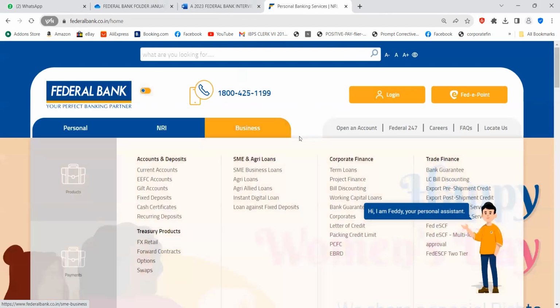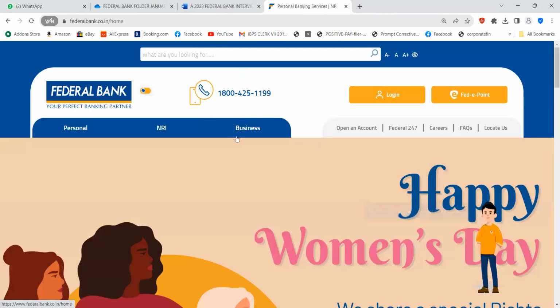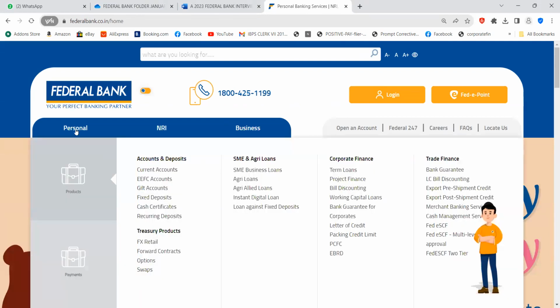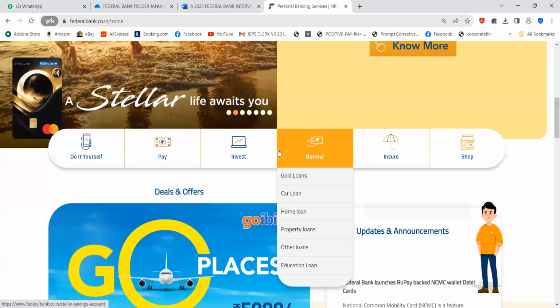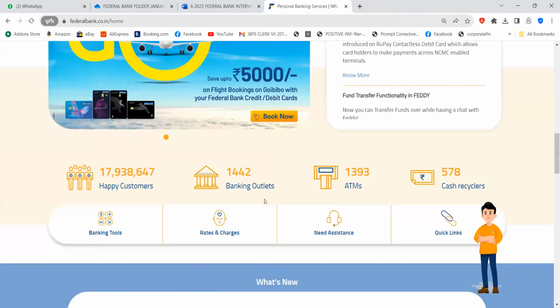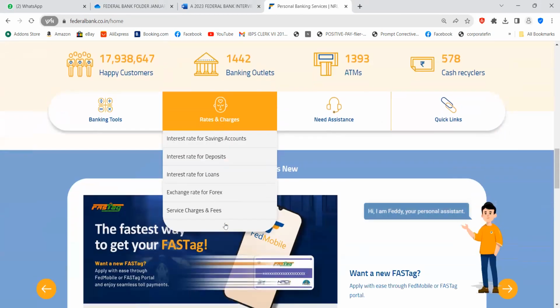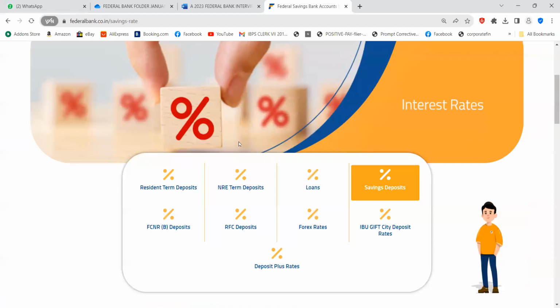I think it is not coming. The interest rate is not coming. Here, interest rate, personal. Somewhere else it will be there. Interest rates will be given. Rates and charges. Interest rates for savings account.